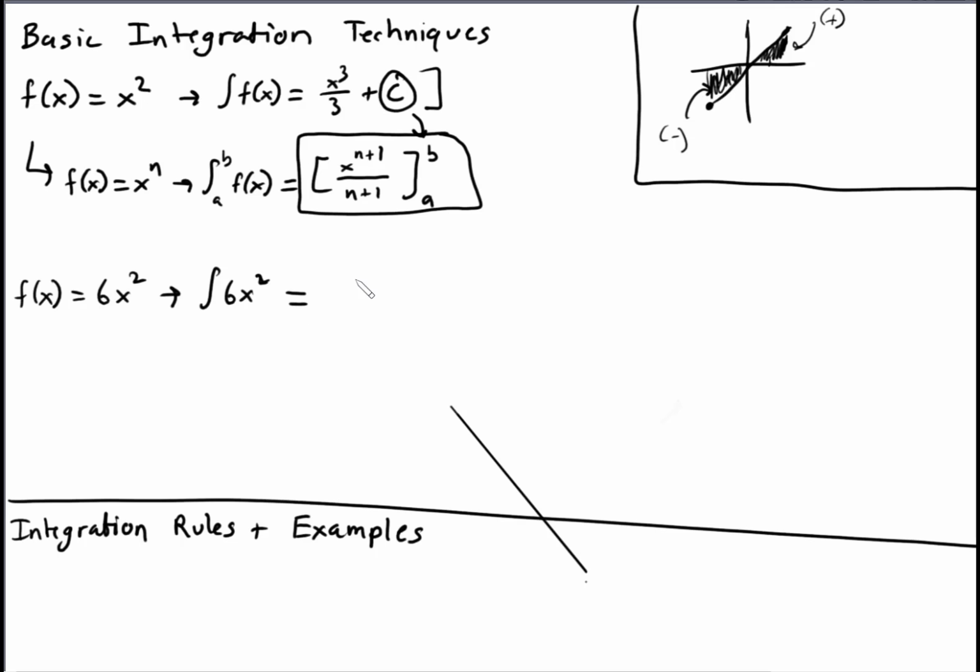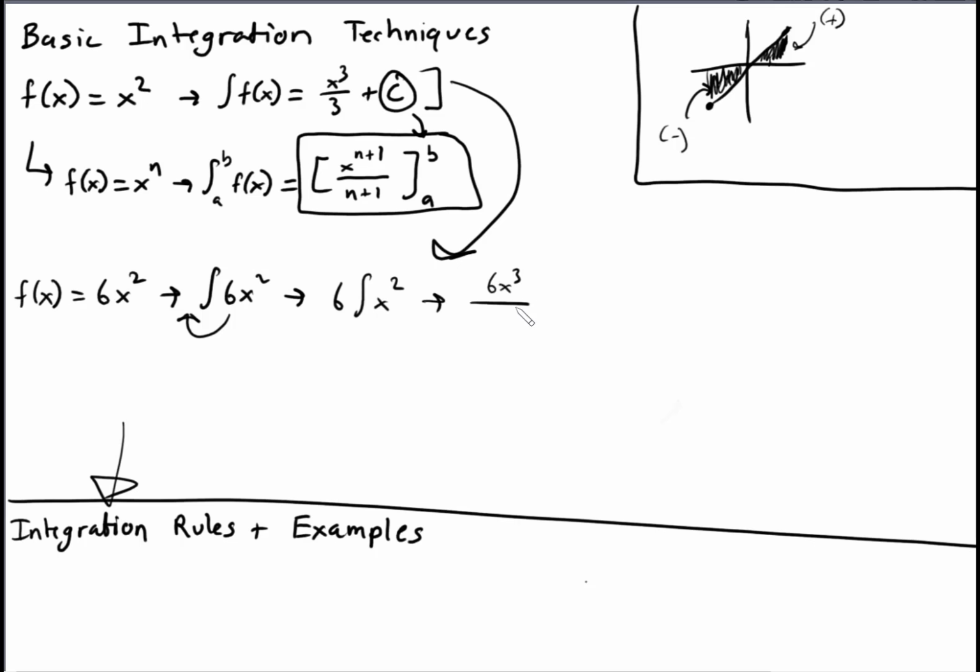Well, we can rewrite this. Let me just get rid of that little line there. We can bring the 6 out of the integral first of all, and we'll talk about this more when we go on into integration rules and examples. We can rewrite this as the 6 times the integral of x squared. And we know from this problem that the integral of x squared is x cubed over 3. So this just becomes 6x cubed over 3, or 2x cubed plus c.